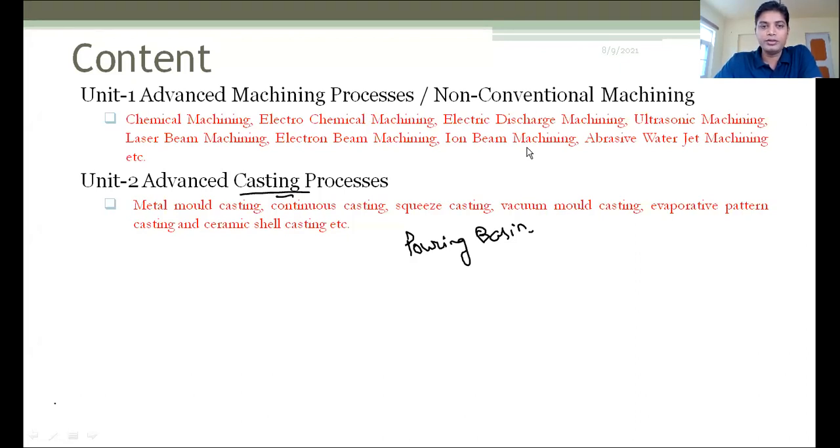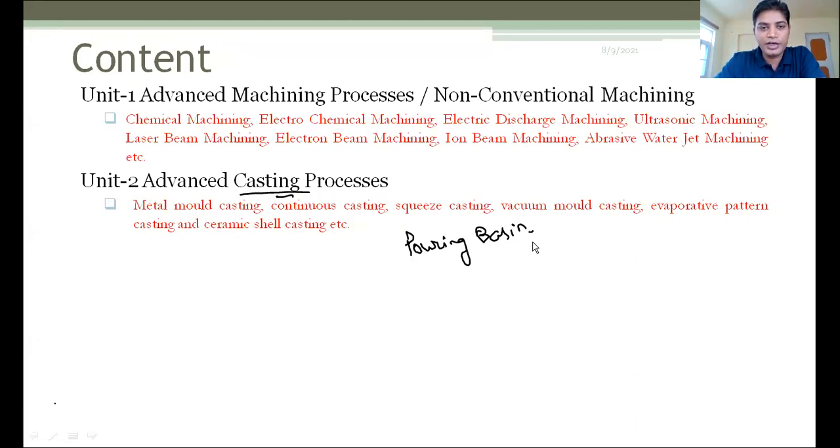Cope, drag, very good. Cope and drag are the parts in which, first of all, we are mixing the sand. Okay, and then we are inserting the pattern inside that. Whatever shape is formed, after that we are removing the pattern and mixing, lapping one over each other, and then we are filling the material. Okay, very good.